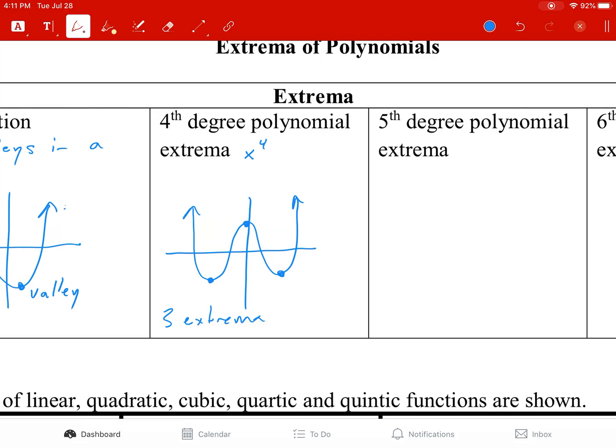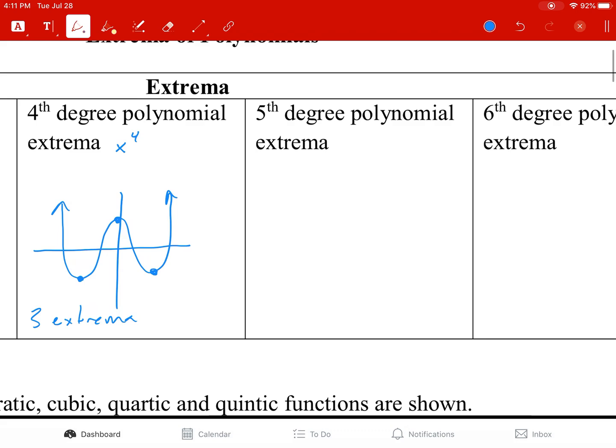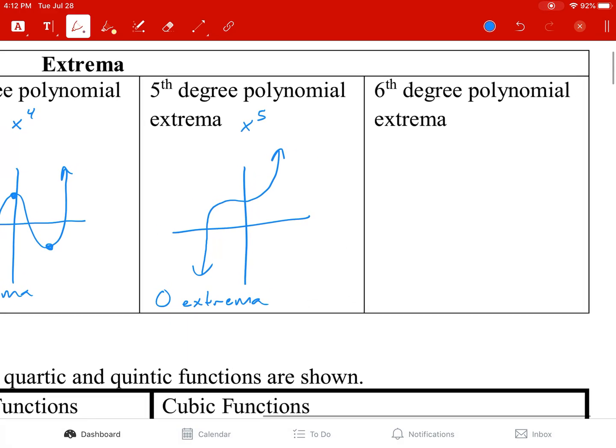Okay. All right, let's try a fifth degree polynomial. You'll have something that's raised to the 5th power. Give me another example. This is an example of a 5th degree polynomial, x to the 5th. Okay, so it's raised to the 5th power. In this case, you have, we're going to say this is a 0. This has 0 extrema. Okay, there are really none.